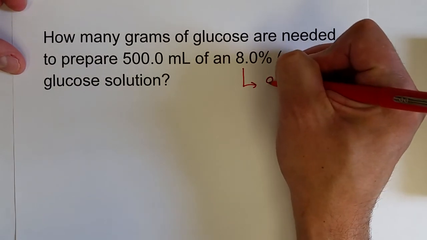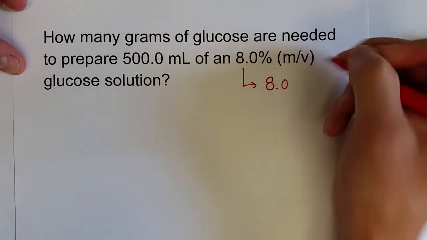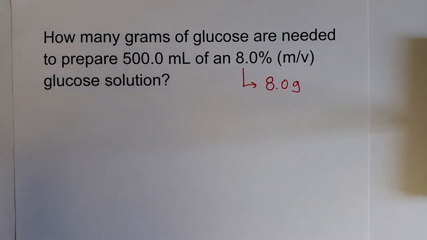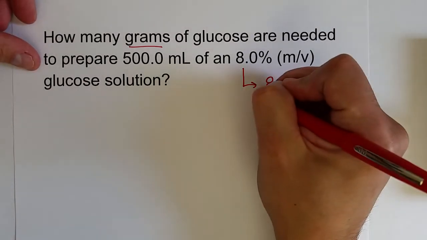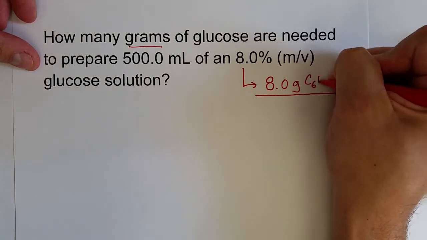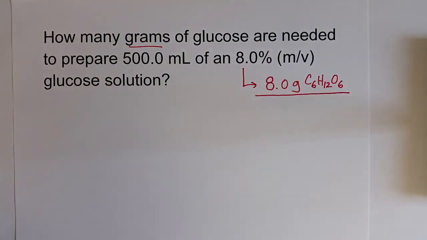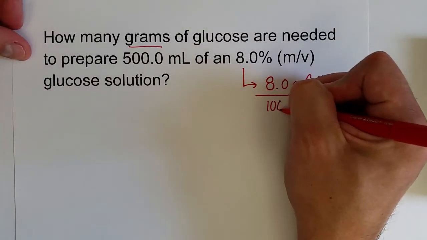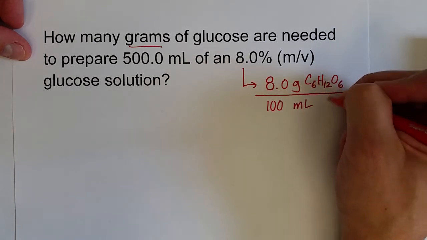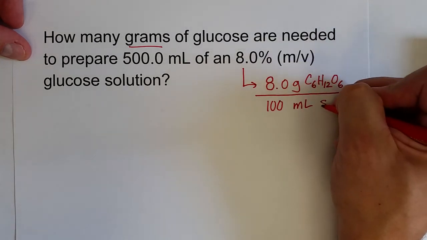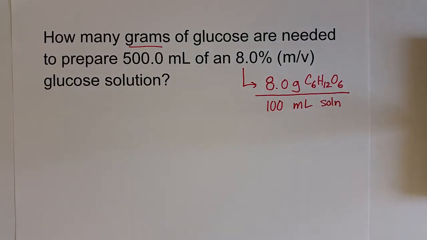So an 8% solution means that there is 8.0 grams, and I could use any unit of mass here, but it's asking for grams, so that's where I'll start. Per, well, that's 8.0 grams of glucose per 100 grams, or excuse me, milliliters of solution, since it's percent by volume. Grams per milliliter. Okay. So that's what 8% means, 8 parts in 100, so 8 grams of the solute glucose per 100 milliliters, since it's mass per volume of solution. All right, and so now I can use this as a conversion factor.